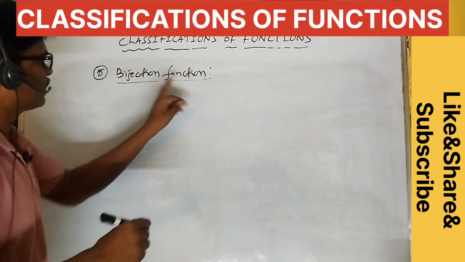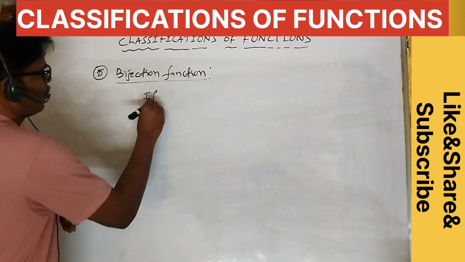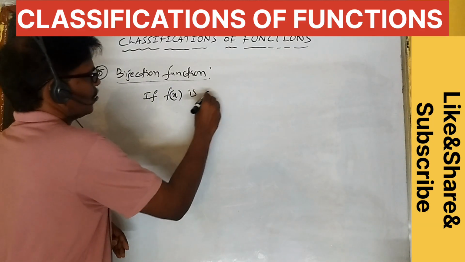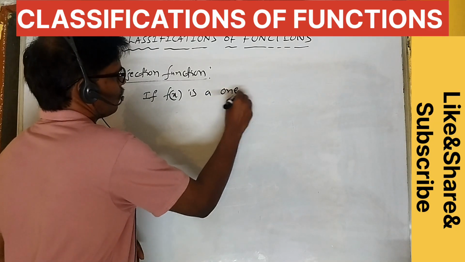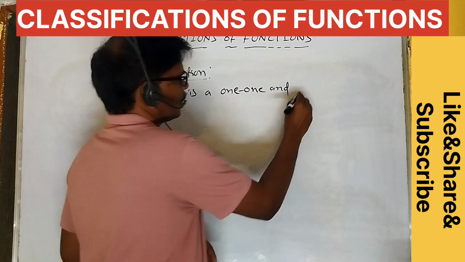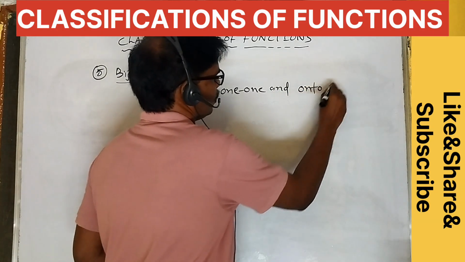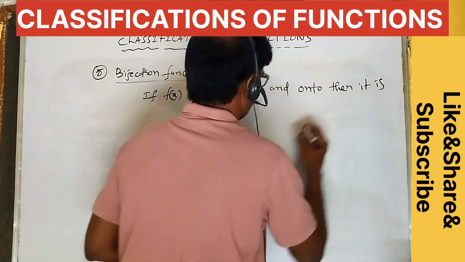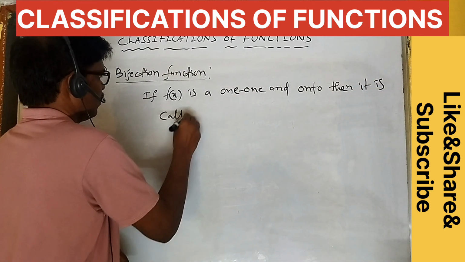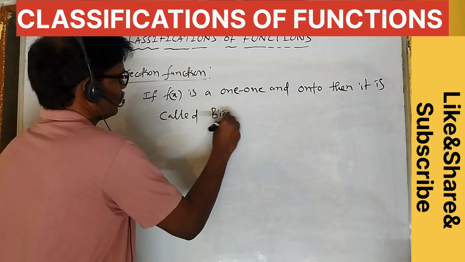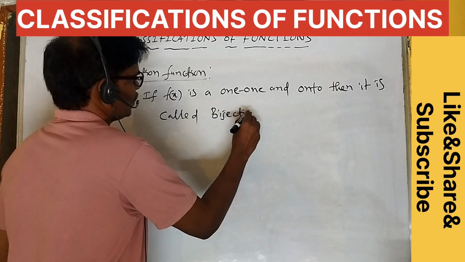Okay, next, bijection function. If f of x is one-one and onto, then it is called a bijective function.